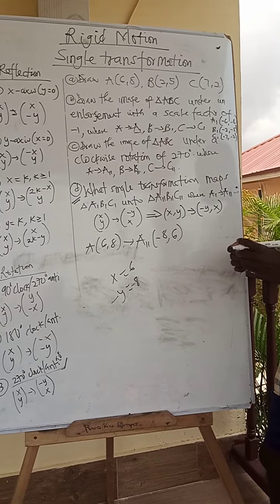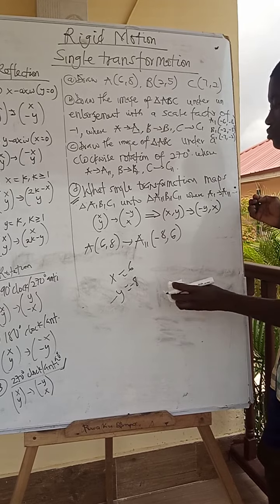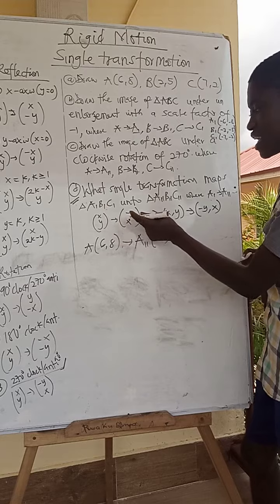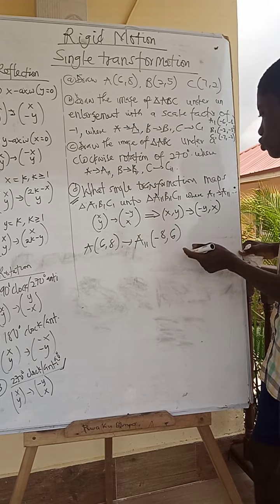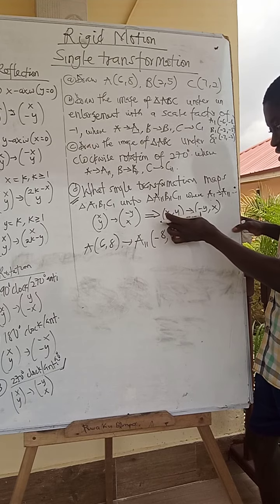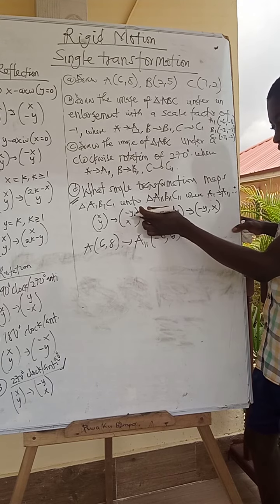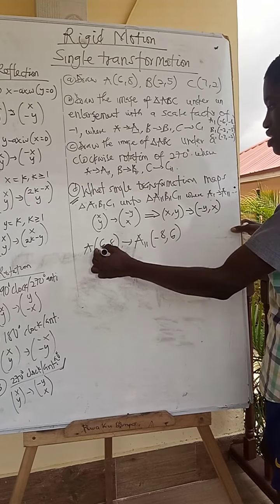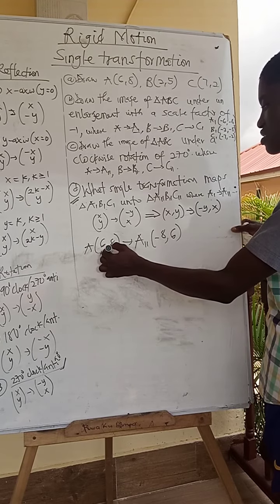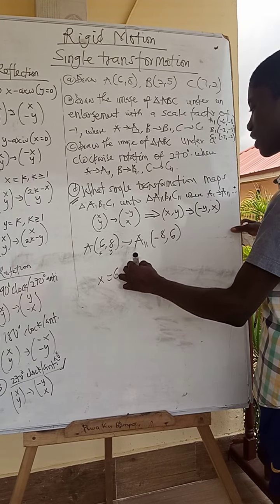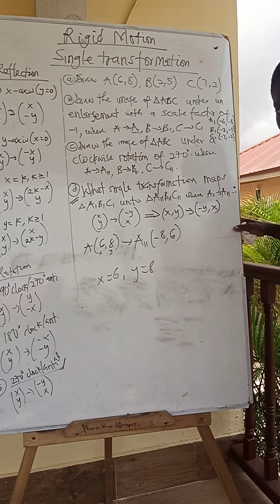This is the formula. The formula is (x, y) maps to (negative y, x). So we are just changing the position. (x, y) maps to negative y first and then x. You just take the point. The first value is x, the second is y. So here our x is 6 and our y is what? 8. You get it?